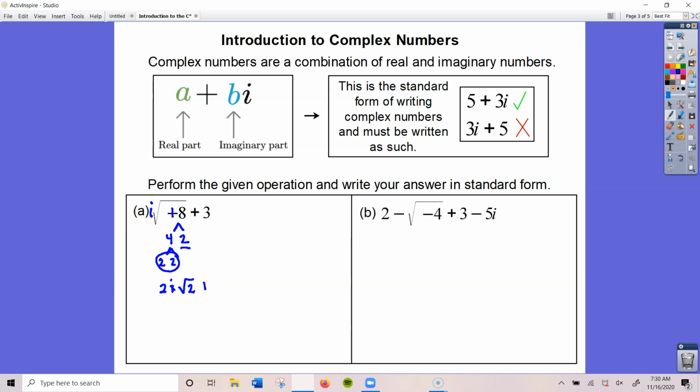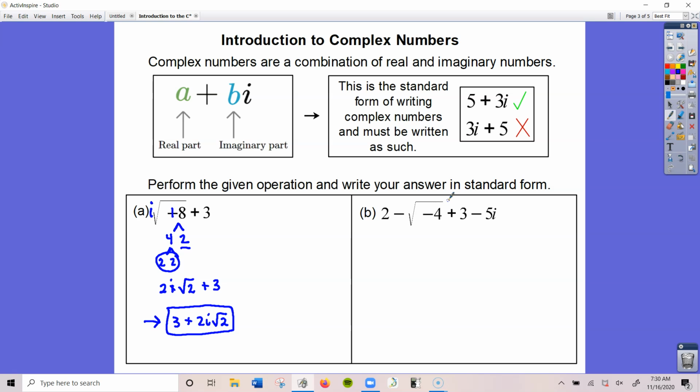But remember how our complex numbers are always written. You always write the real part first and the imaginary part after. So I'm going to rewrite my final answer as 3 plus 2i square root of 2.